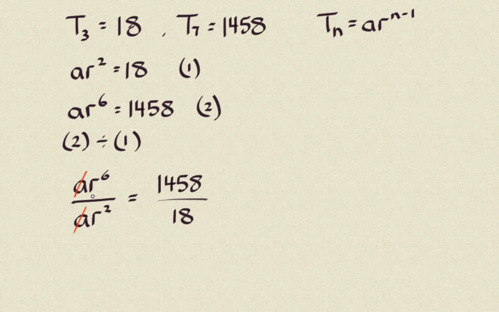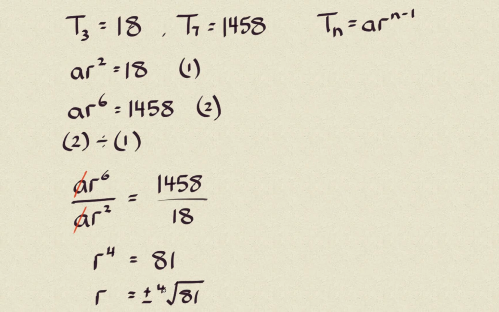R to the 6 divided by r squared, well, that just becomes r to the power of 4. And when we calculate 1458 over 18, we get 81. To get r by itself, we need to undo the power of 4, so we're going to take the fourth root of 81. But just like square roots need a plus or minus out the front of them, so does any even root. So when we have an even power, like 2 or 4 in this case, or 6 and so on, when we take the root, we need to include a plus or minus.